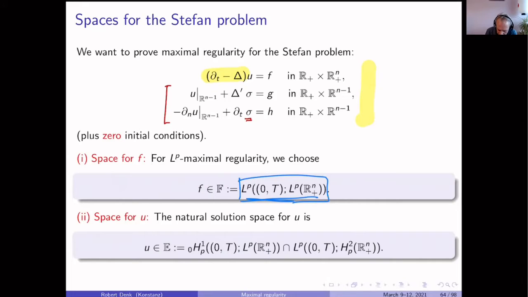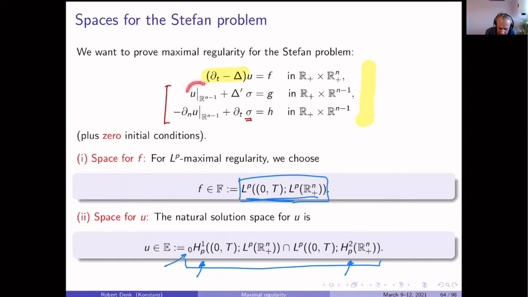And then we have the natural solution space, the parabolic solution space for u, which means that I have first order in time and second order in space. And this 0 here means I have zero initial values. So everything now has zero initial values. So this is the solution space I would like to have for u, because it's the solution of the heat equation. And this space for u gives me now the space for g and h in this equation.